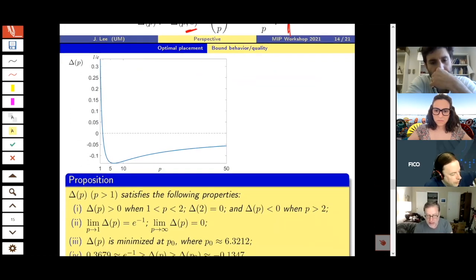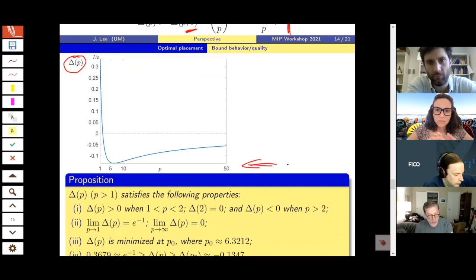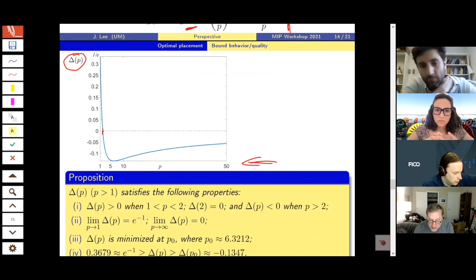So this is delta of P, that kind of error factor, as a function of P. And so we can see that at P equal 2, no error at all. So these bounds really tell you that the midpoint is optimal when P equals 2. And otherwise they vary, but they don't get too bad.